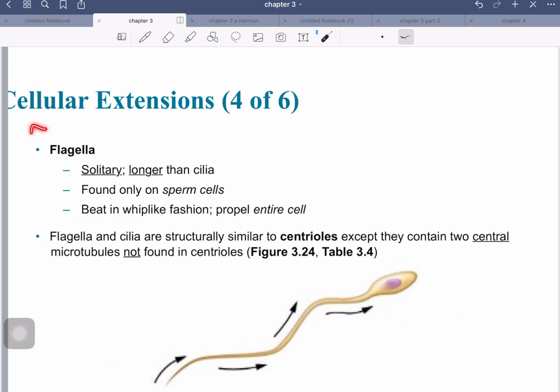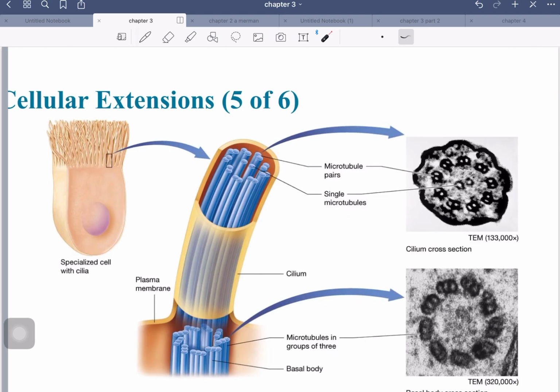The next one are the flagella, and flagella we don't see that often because they're really only found in sperm cells. They're solitary, they're longer than cilia, and they move in a different type of fashion, a whip-like fashion that propels the entire cell. Now, flagella and cilia are structurally similar to centrioles, except they have these two central microtubules that you do not find in centrioles. We can just have a quick look at that. You can see this looks very similar. We have these groupings of microtubules out here, but in addition we have these two in the middle.